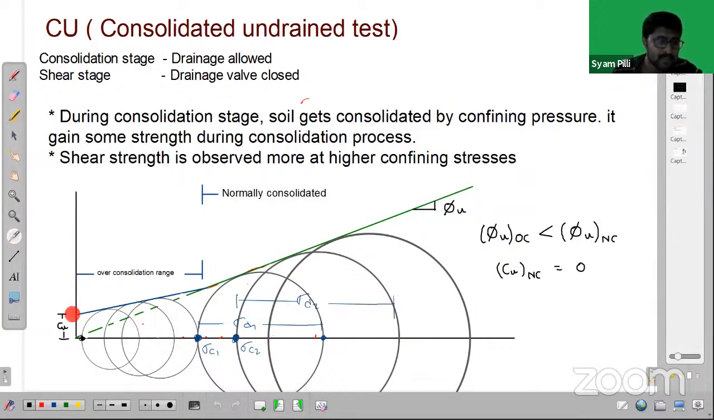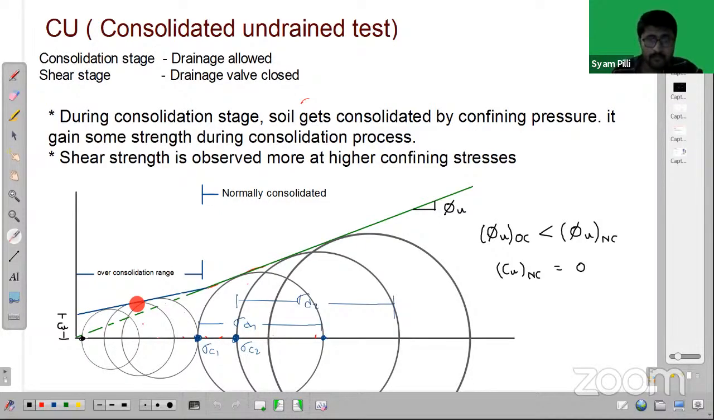Either CU milta hai. So you have CU for over consolidated soils. Because it was already consolidated, the bond was already created. Now you are stressing the soil at a lesser stress. So the particles will already have some chemical bonding, affinity of interaction, affinity of attraction, you know. So that is why the CU will be developed, right?